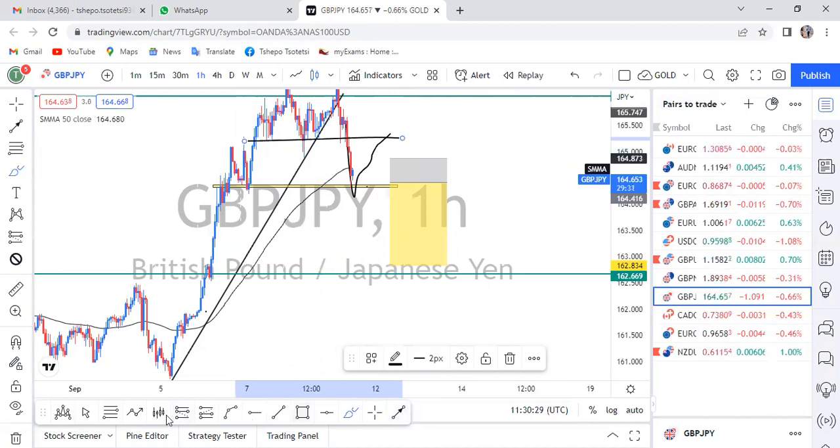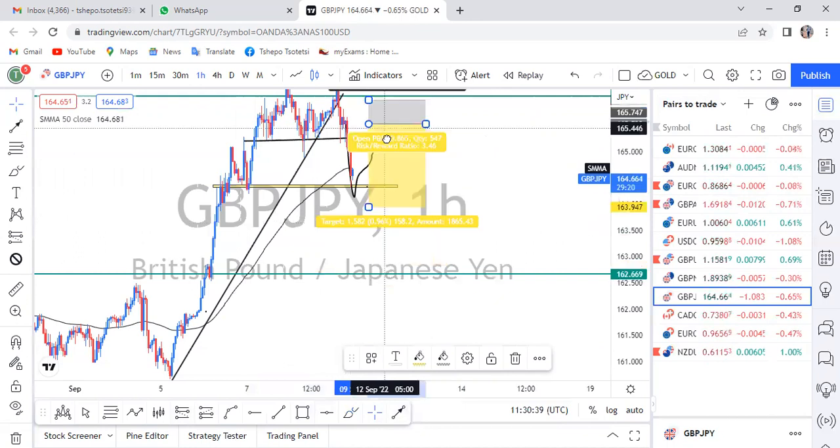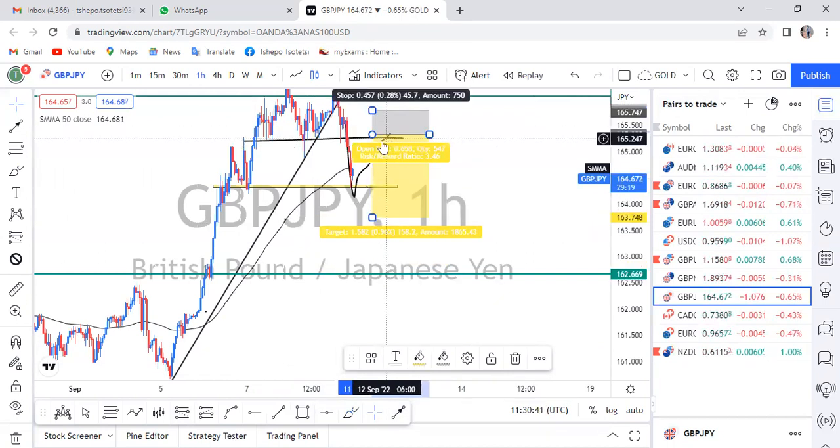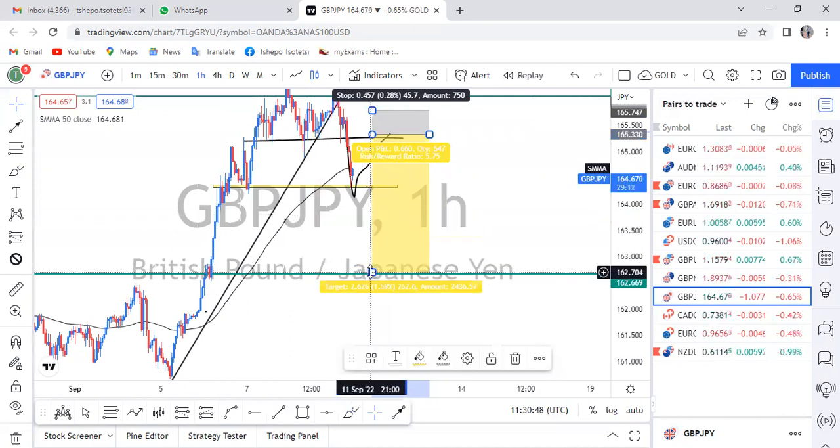I see another level also. You can't just enter, because you can see this is a strong impulse. After an impulse, we're expecting a correction. Maybe we can wait for a correction, and it might come to this level, then you can enter a sell. Like here, let me show you.